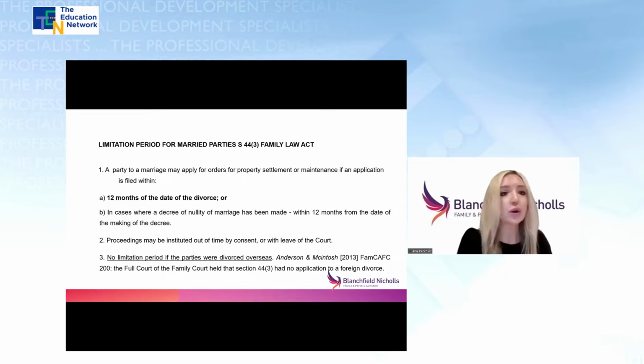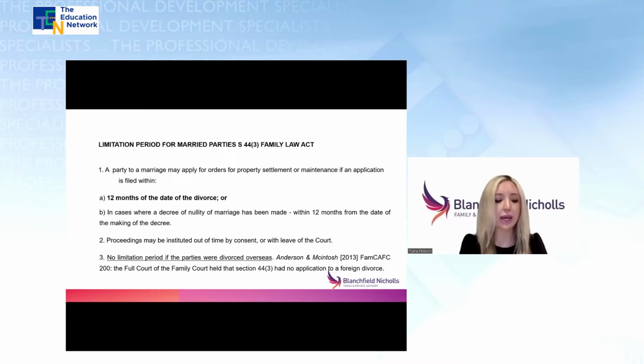I'm assuming most of you practice in family law, so you would all be familiar that the Family Law Act sets out some time limits for initiation of property settlement and spouse maintenance proceedings. The statutory requirement for property applications and spouse maintenance applications for married couples is outlined in section 44 subsection 3 of the Act, which provides that a party to a marriage may apply for orders for property settlement or maintenance within 12 months from the date of the divorce. So it is 12 months from the date that the divorce order takes effect.